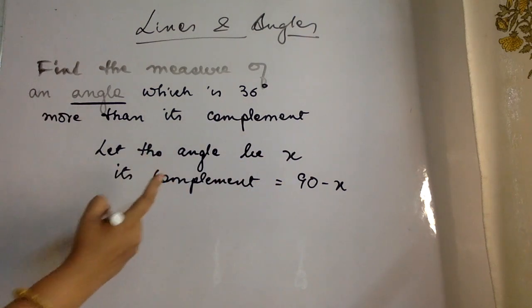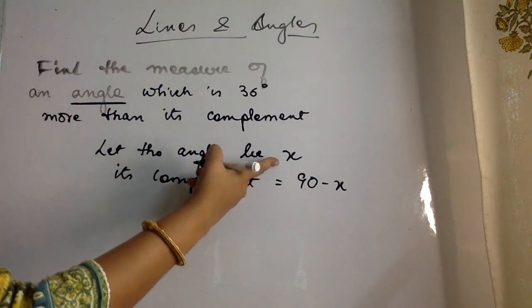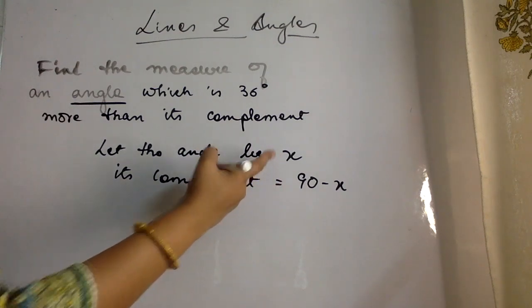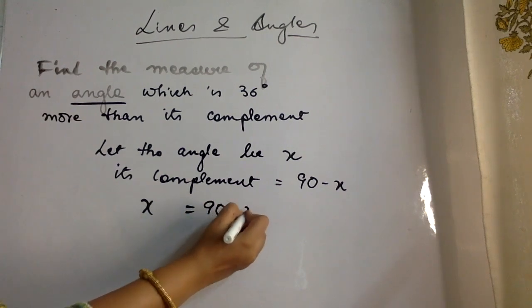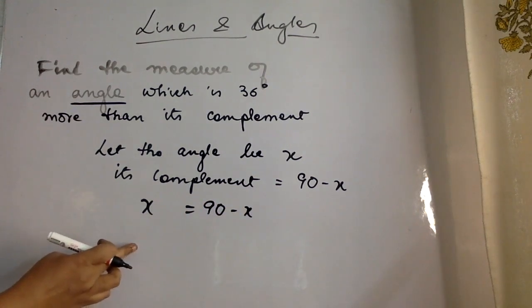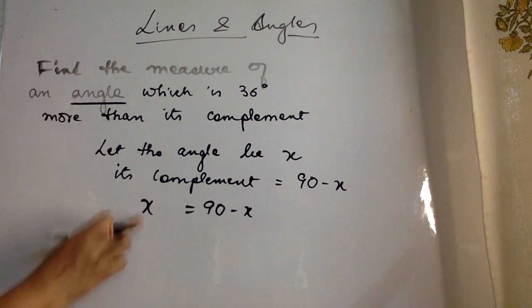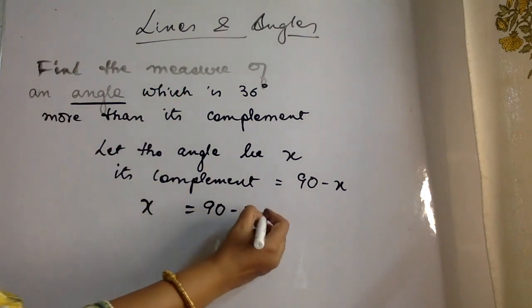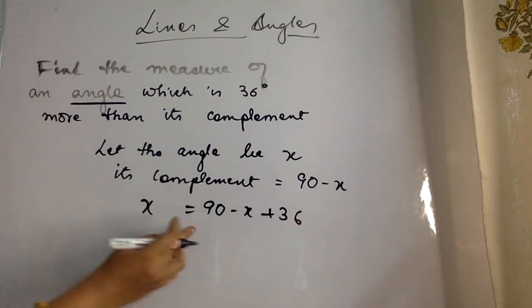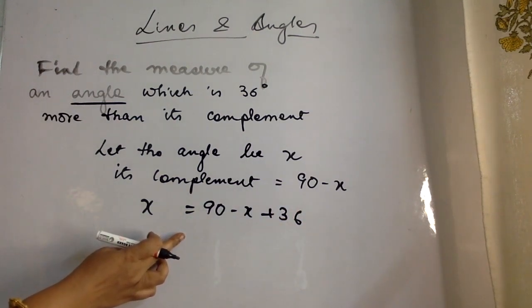The angle is, they are saying, more than this by 36. So if we have to use the equal to sign, first thing, they are not equal. They are definitely not equal. This one is big. How much big? It is 36 degrees more than this. So I have to add 36 here. Only then I can put the equal to sign, isn't it?